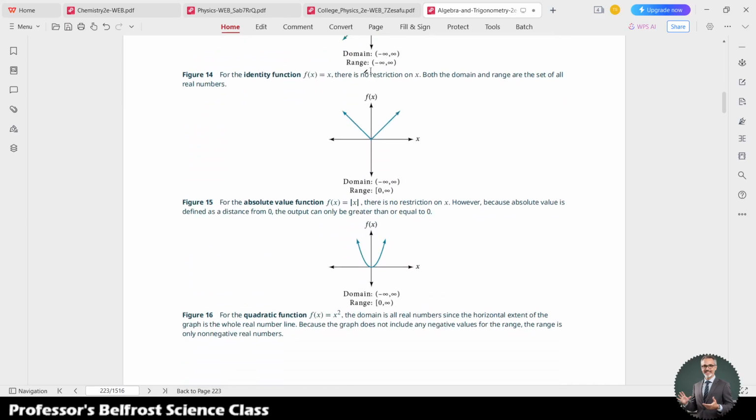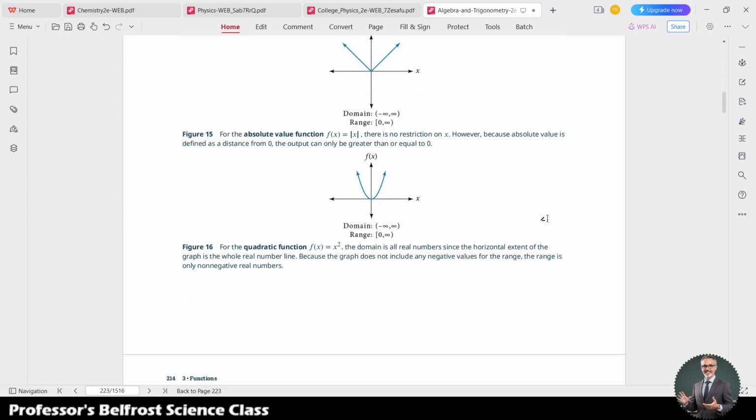Absolute value is actually f(x) equals x, but we omit the minus sign, right? So it means that the domain is also the same, minus infinity to infinity, but the range is what? It cannot go from minus infinity to infinity, because we have cut the negative portion, and we start from 0 to infinity. From center to right, center to left, the range is the same.